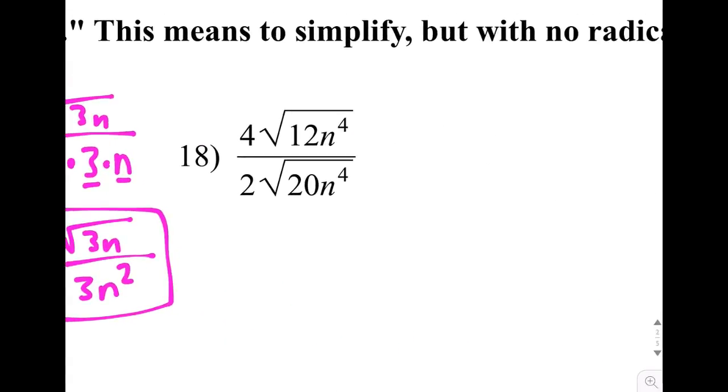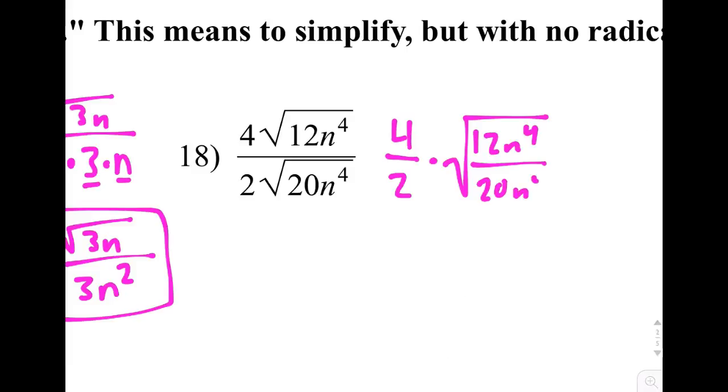So let's try another example. Here we have roots on top and bottom. So since we have that, let's take advantage of turning this into a single square root fraction. So we have a 2 and a 4 out front, 4 on top, 2 on bottom, times, and I'm going to break it up this way, 12n to the 4th over 20n to the 4th, all under a giant square root.